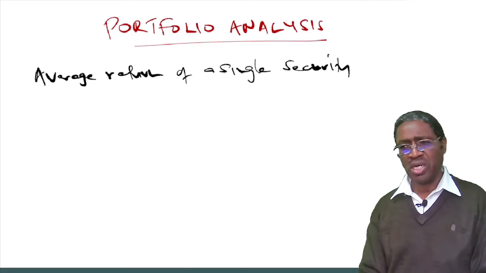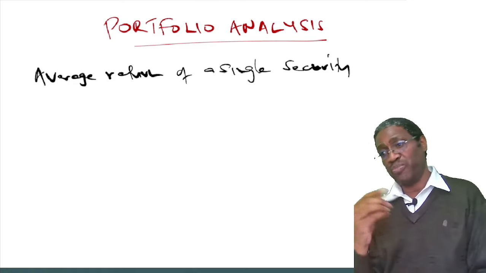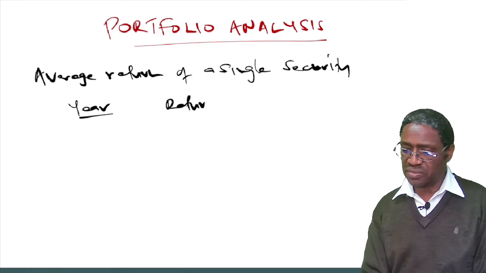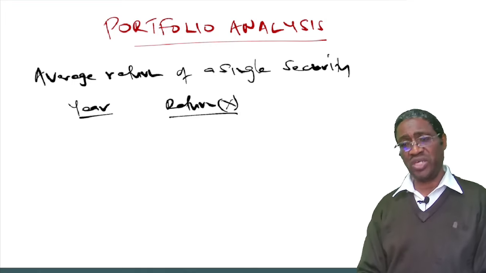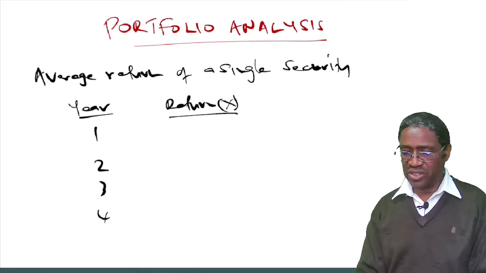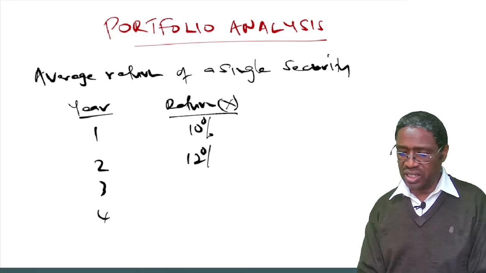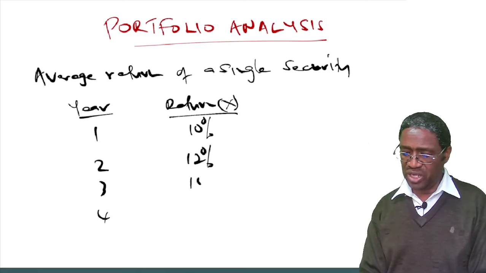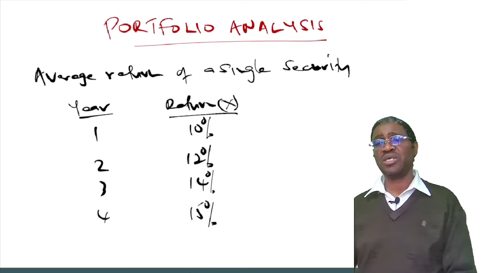Suppose you are told a particular investment had the following returns over a period of maybe 4 years. You are given the year, and you are given the return, which I want to assume is X. Year 1, year 2, year 3, year 4. Maybe you are told in the first year, your investment gave you a return of 10%. In the second year, the investment gave you 12%. In the third year, the investment gave you 14%. And in the fourth year, the investment gave you a return of 15%.